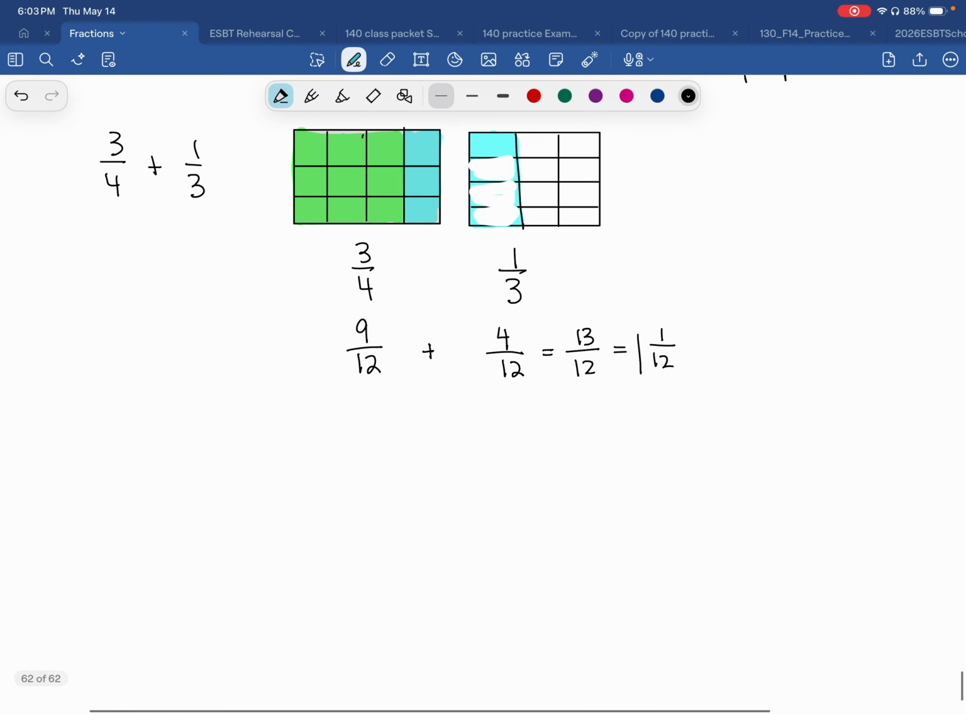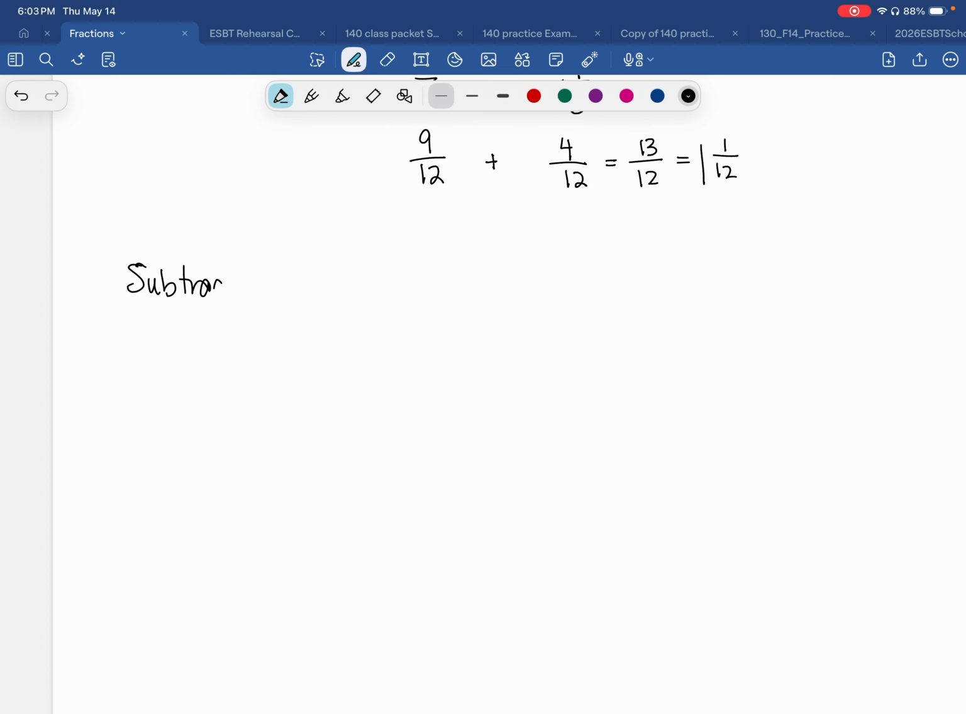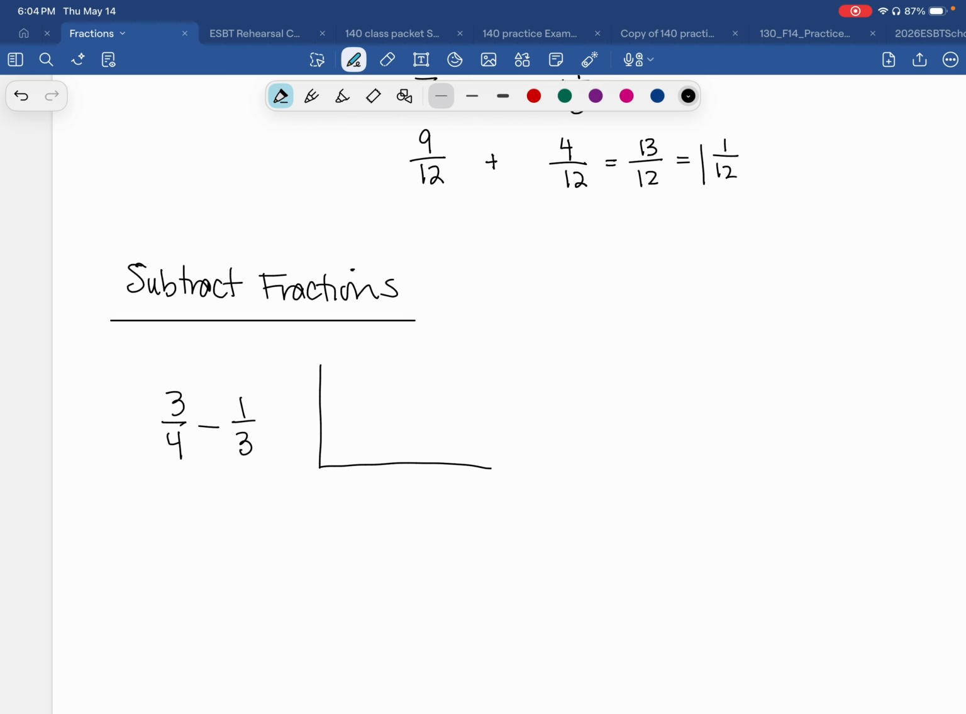Okay, now if I'm going to subtract fractions, I'm going to do the same exact one, only we're going to subtract. So we're starting with 3/4. This time we're going to subtract 1/3. So we're going to use a comparison method. Okay. Mostly because you want to visualize the common denominators. And so that means we're going to start with that 3/4 again.